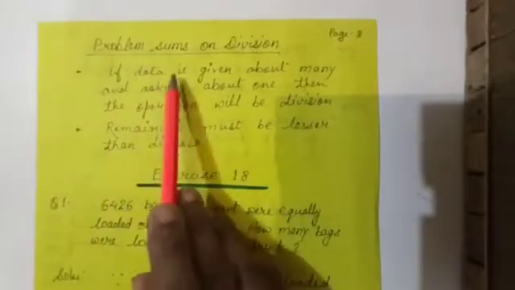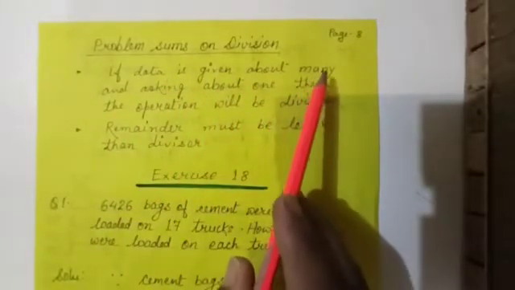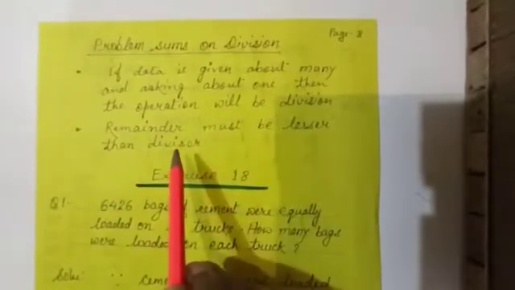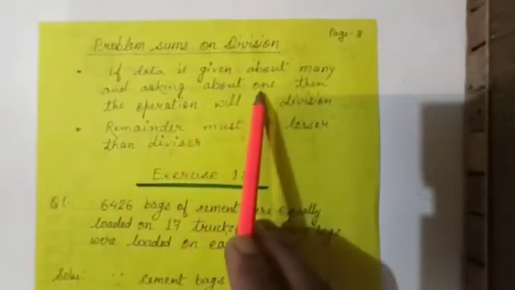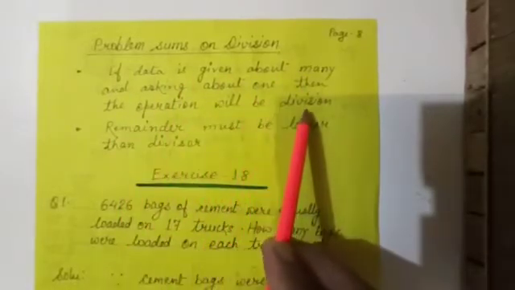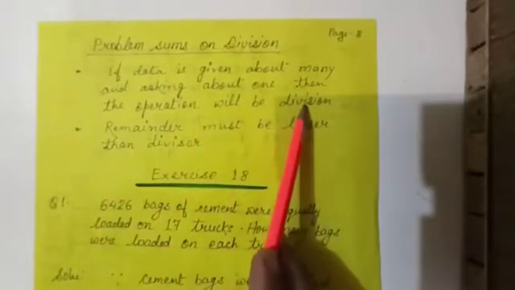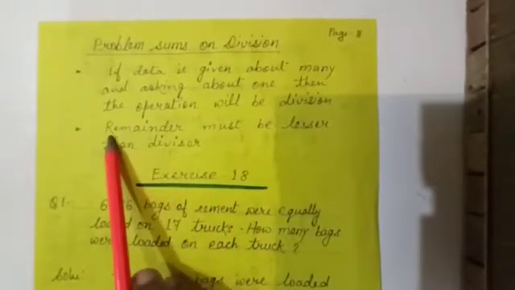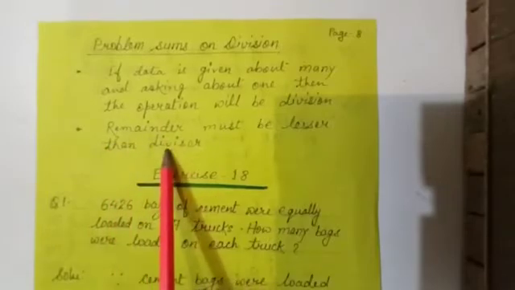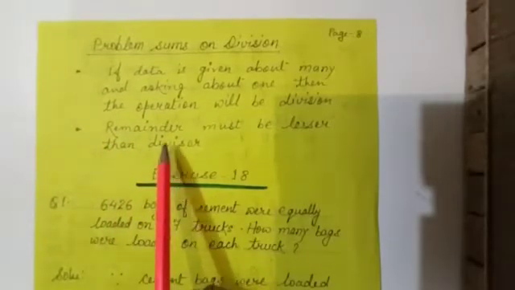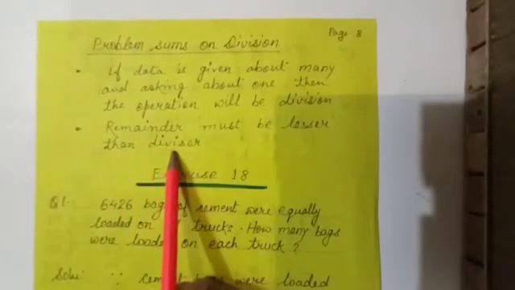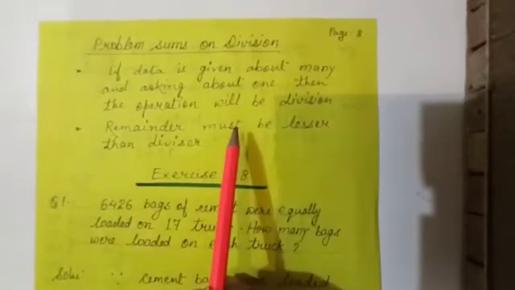When the information or data is given about many, for example the cost of 10 pens is given, and you have to find out the cost of 1 pen, then the operation will be division. This is the indication of division. And the second thing: in a division sum, the remainder must be less than the divisor. In every step, you have to check that the remainder is less than the divisor. Otherwise, if you get a remainder more than the divisor, your division is wrong.